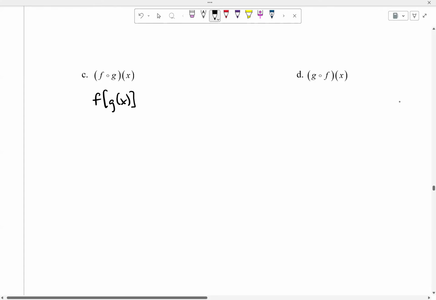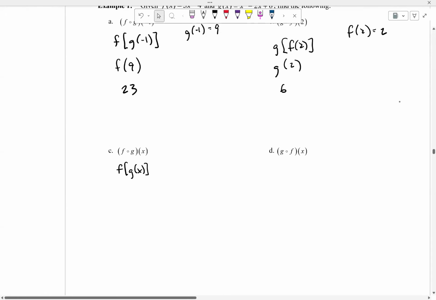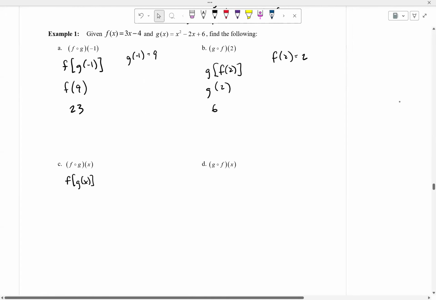I think wherever we have x in f, we put the g of x. Wait, almost. Isn't that just the same? g of x is already up. Oh, I know.